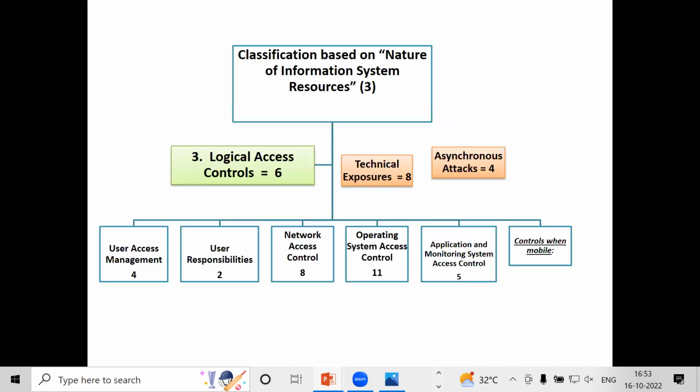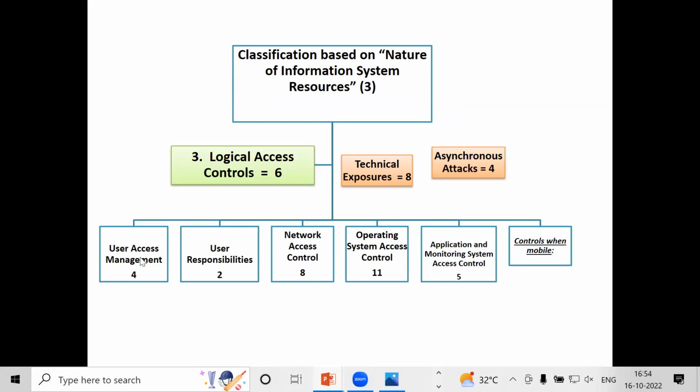Then regarding logical access controls, actually before logical access controls, we have something called technical exposures and asynchronous attacks. Definitely one question will be lifted from here, technical exposures as well as asynchronous attacks. I'll definitely explain that and then only move further. But now we will see the logical access controls. What are the logical access controls?